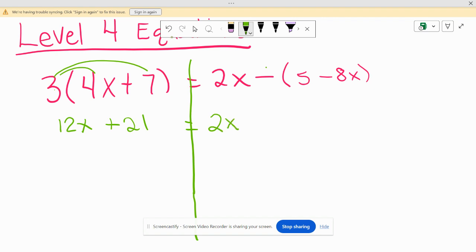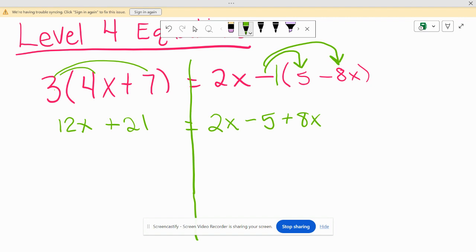So let's first just bring down our 2x. And if I have a minus 5, that's negative 5. But if I have a minus negative 8, if we're subtracting a negative, those negatives become positive. So it's plus 8x. You can think about the little invisible 1 that is here, and that negative 1 needs to be distributed. Negative 1 times positive 5 is negative 5. Negative 1 times negative 8 is positive 8.